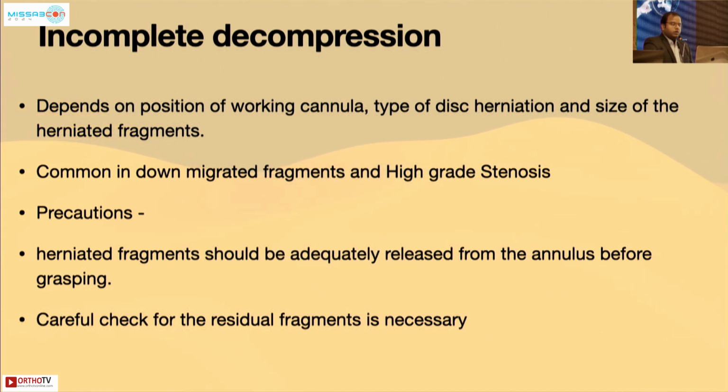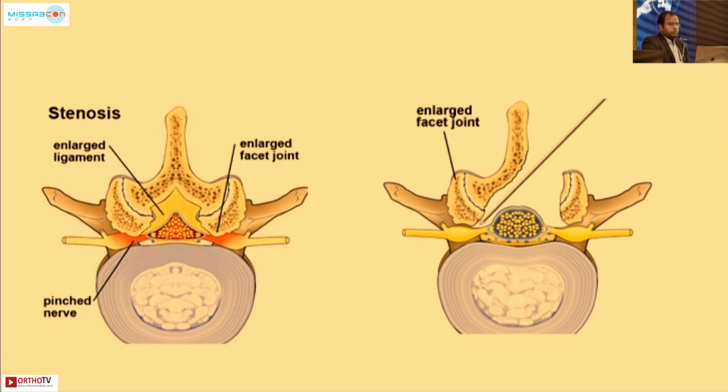So what are the precautions? Herniated fragments should be adequately released from the annulus before you grasp them, and a careful check for residual fragments is absolutely necessary. This is an image showing the end point of your stenosis decompression. You should have both traversing roots free, and the foraminotomies of both sides should be done before you call it a complete decompression.